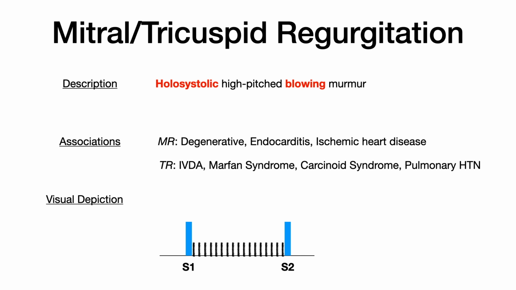heart sound. So looking at our visual depiction, when your headphones are on, this is going to be holosystolic, high-pitched, blowing, and continuous from S1 to S2. So put your headphones on and listen, because this is what mitral and tricuspid regurgitation sound like.